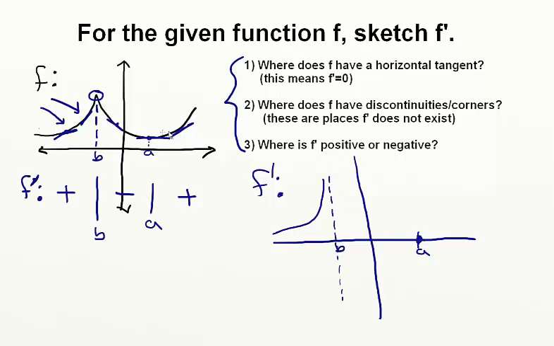Then, to the right of B, we're going to have, starting out, very steep tangent lines with a steep slope in the negative direction. So that's going to be way down here, and they're going to get less steep as we get closer to A, and then we're going to hit 0 at A, where our tangent line is horizontal. Then to the right of A, the derivative is positive again, so we're going to be above the x-axis on our graph. That indicates a positive value for the derivative. So that's going to be up here.